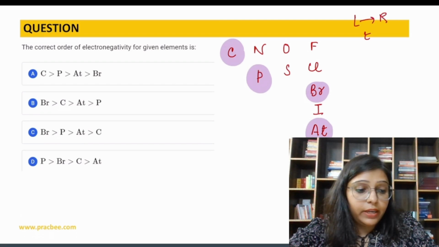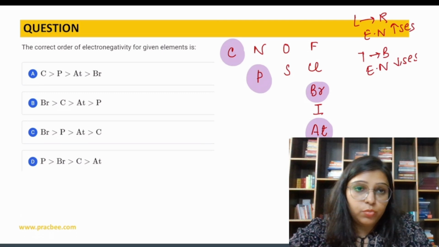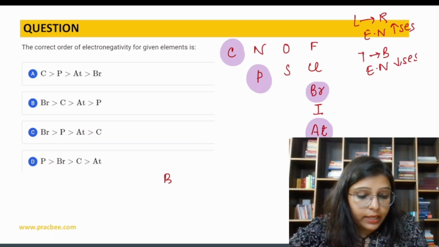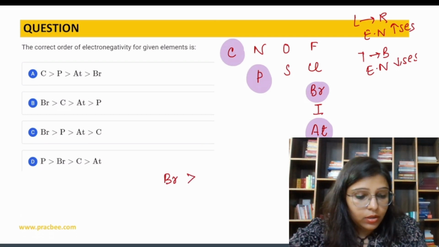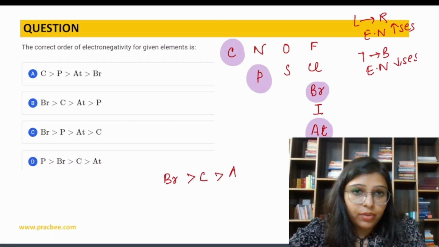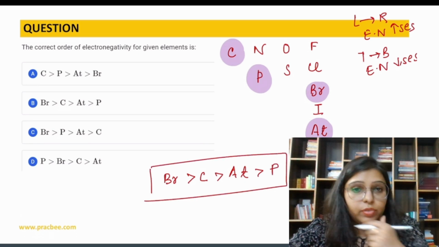We know that on moving left to right, electronegativity increases, and on moving top to bottom, electronegativity decreases. So first of all, highest is going to be for bromine. Then we have carbon, then we have acetylene, and then we have phosphorus.